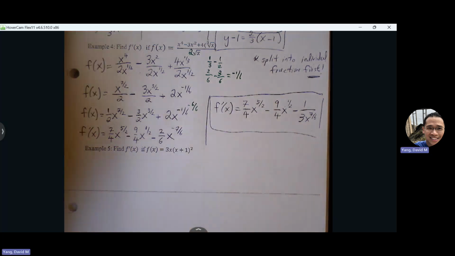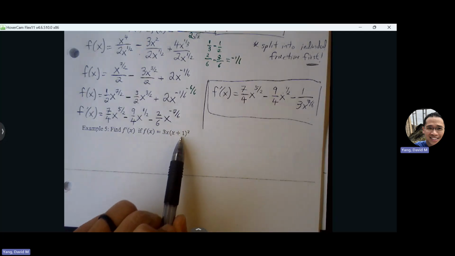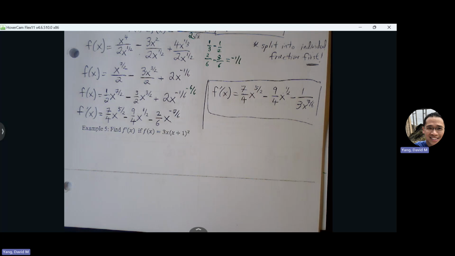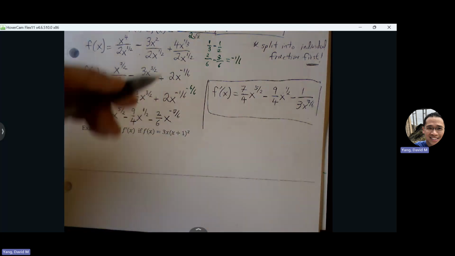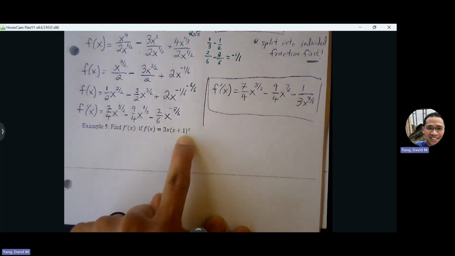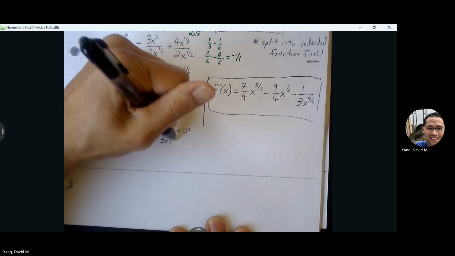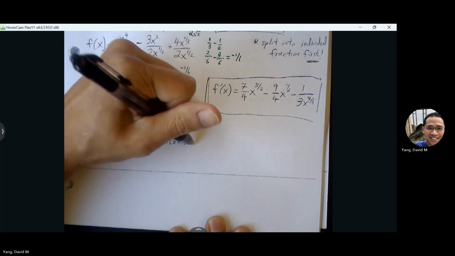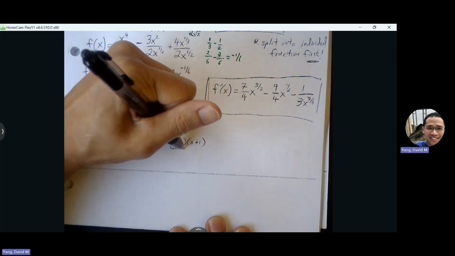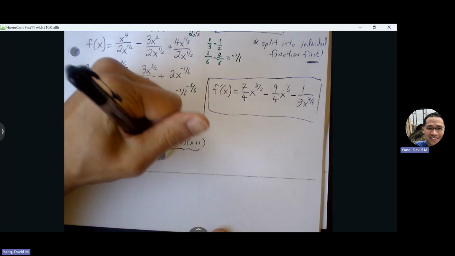All right. Example 5. Find f prime if the function is 3x times x plus 1 quantity squared. We want to do power rule, but what's getting in the way here? Parentheses. Yeah, we got to get rid of all the parentheses before we do power rule. So just be careful with your order of operations. We can't distribute the 3x until the x plus 1 squared is resolved. So let's figure this piece out first, and then we can distribute the 3x through.